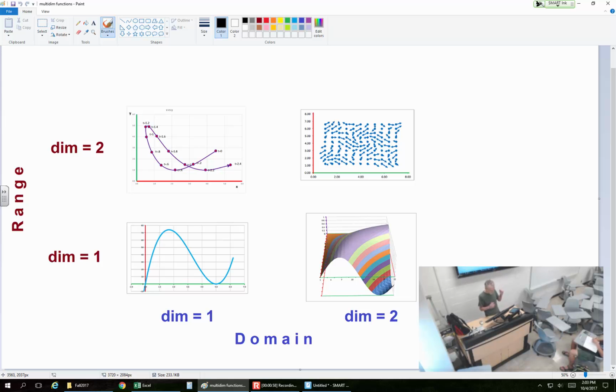So, two dimensions. The dimension of the domain is 2, and then dimension 3, and also dimension 3 here. So this is calculus 1. Calculus 1 is this.